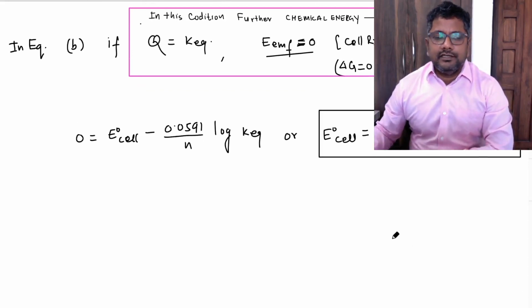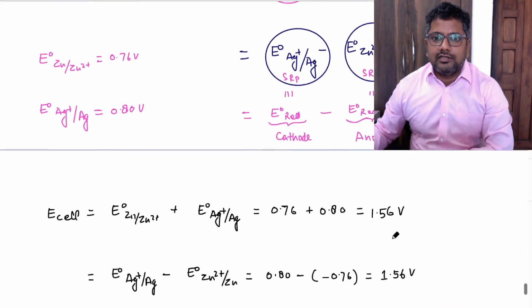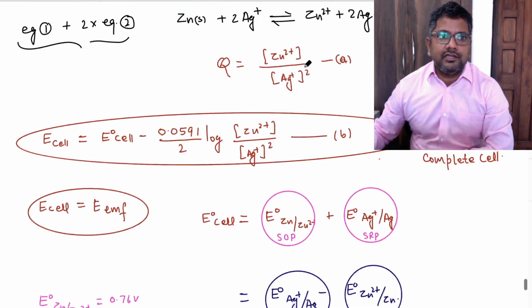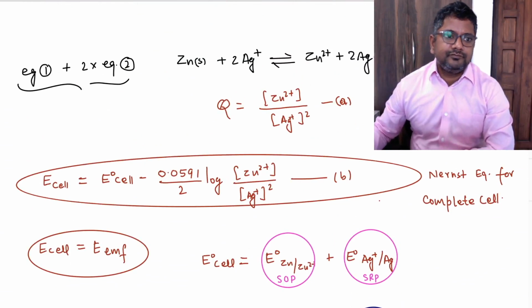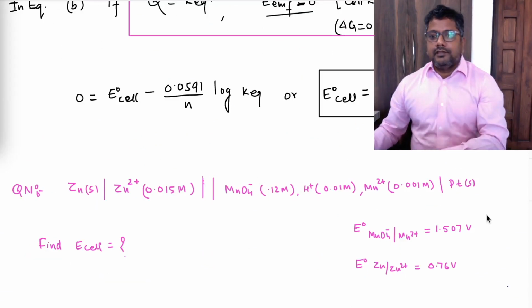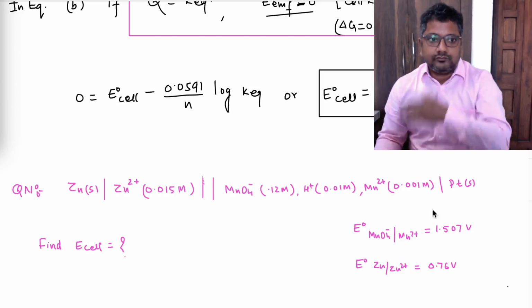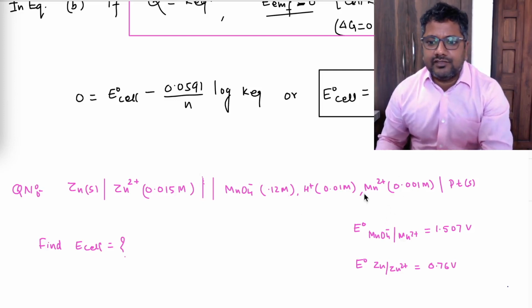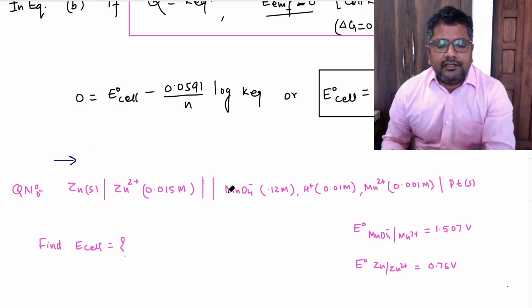So see, this is the complete Nernst equation, equation B for a complete cell, right? Dear students, one question given to you. If nothing is mentioned, then for every equation or representation, you have to always think from this side to this side. Whatever is happening, you can read in the same manner.